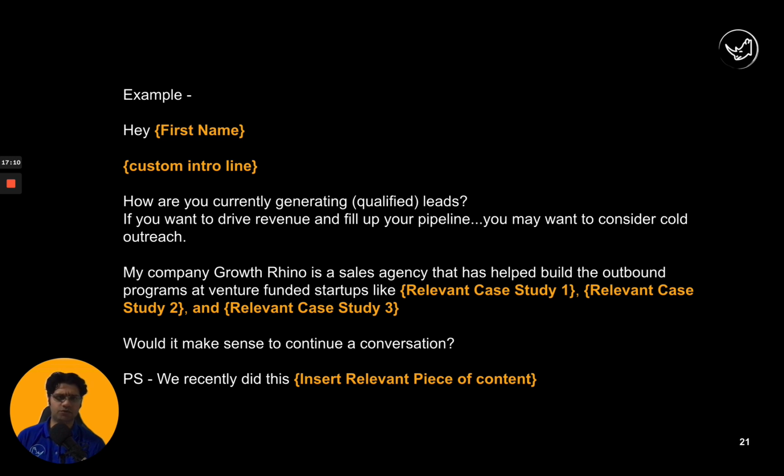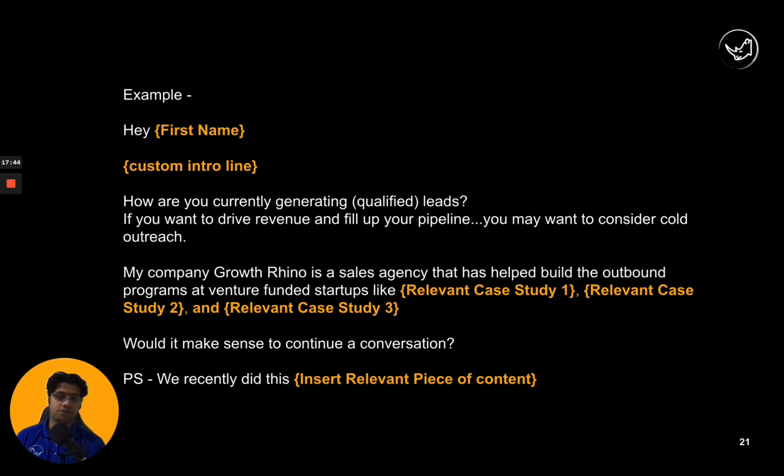And this is what I would use for Growth Rhino. How are you currently generating qualified leads? If you want to drive revenue and fill up your pipeline, you may want to consider cold outreach. My company, Growth Rhino, is a sales agency that's helped build the outbound program for venture funded startups like... And then based on who we're doing the outreach to, because it's a smaller list, I'll be able to plug in relevant case studies with the respective links. Would it make sense to continue the conversation? PS, we recently did this, and then insert a relevant piece of content.